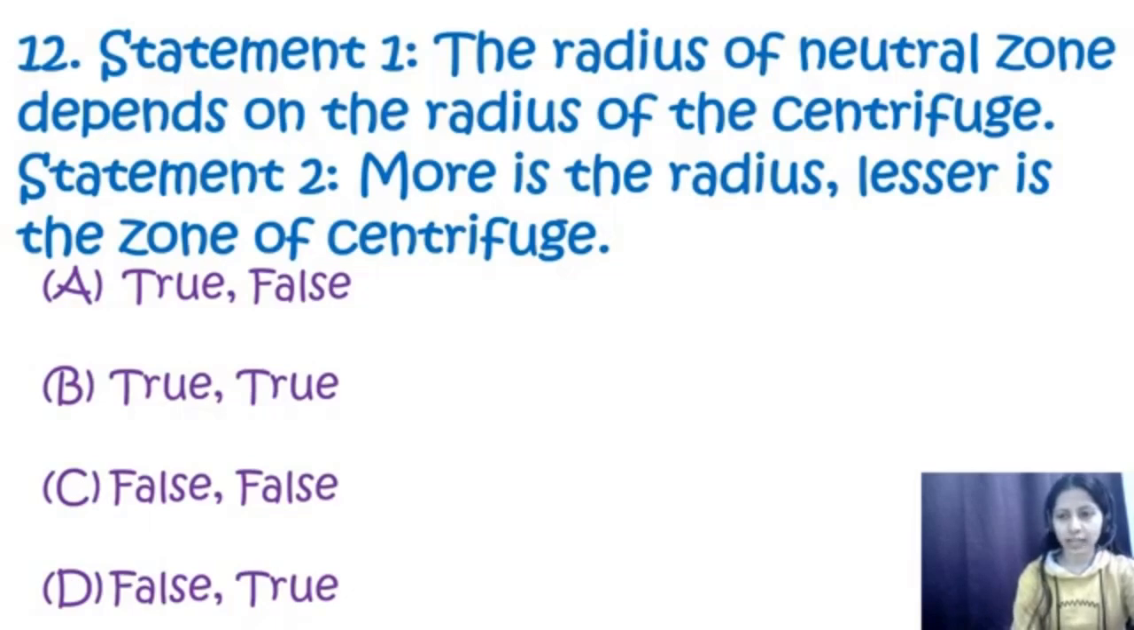So option number A, that is true, and second statement is false. Since the radius of the neutral zone decreases as the discharge radius of the heavier liquid is more smaller, this means that the radius of the neutral zone is inversely proportional to the radius of the centrifuge, hence option number A is correct.